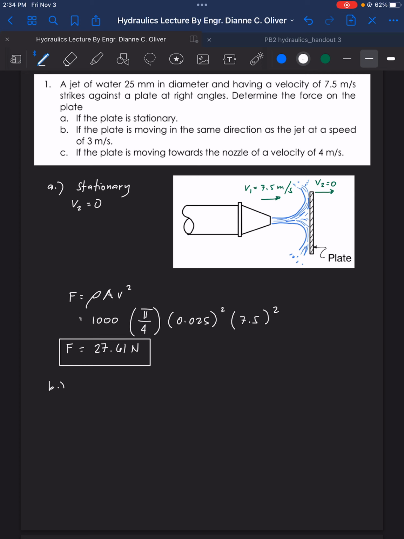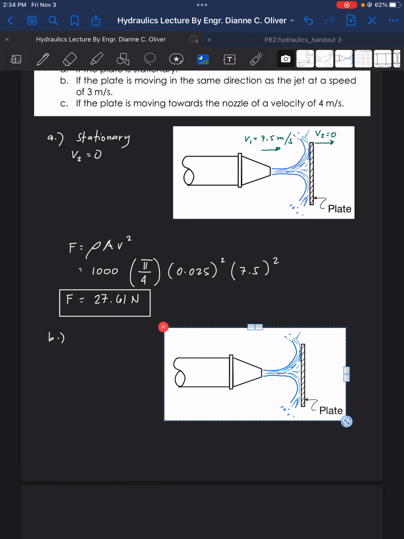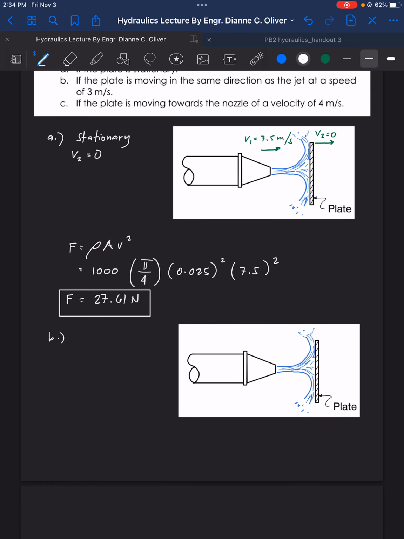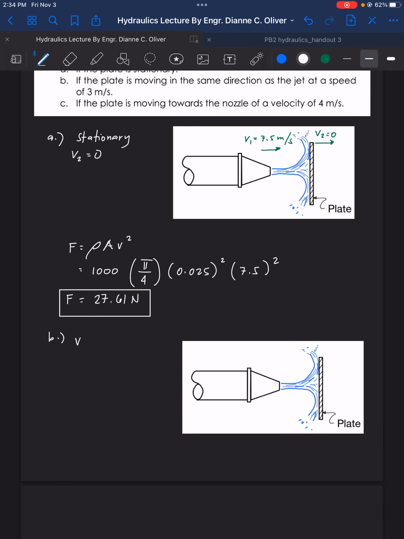Now how about letter B? If the plate is moving in the same direction as the jet at a speed of 3 meters per second, that means our V2 here is equal to positive 3 meter per second. So same jet velocity, V1 is equal to 7.5, and then V2 is 3, that is in meter per second.